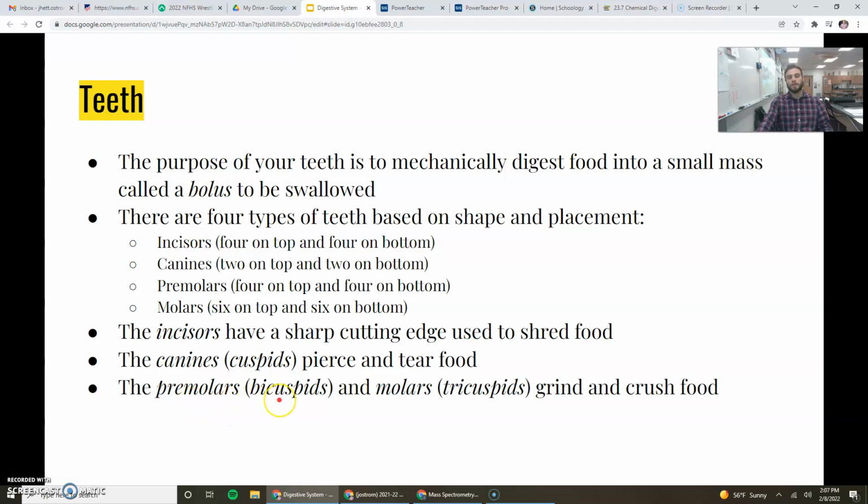Your premolars, also known as the bicuspids, because they have 2 points, and your molars are the tricuspids because they have 3 points. Their job is going to be to grind and to crush food, and you kind of move your jaw back and forth on them to be able to grind that food up into very, very small particles.